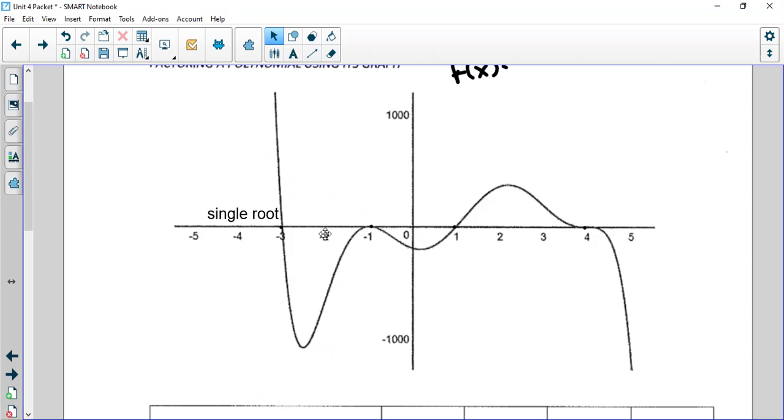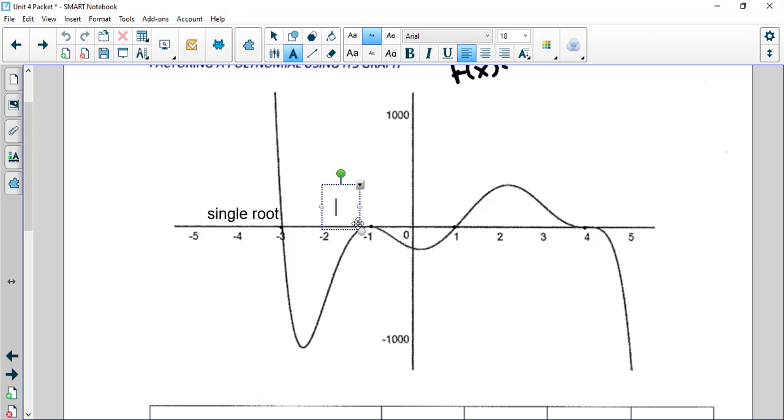This root right here, you see at -1, the graph is going to -1 and then it's coming back down. It's going towards -1, touching it at -1, and then bouncing off. To me, it looks like a parabola type. And this is called a double root. Whenever it touches the graph and bounces off, we call this a double root.